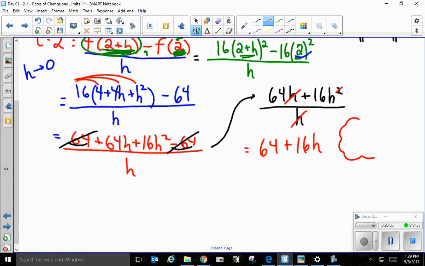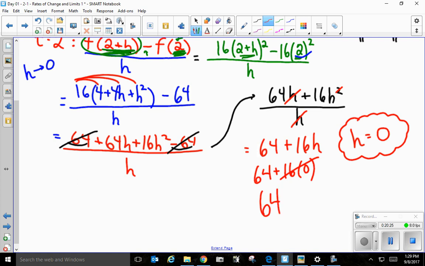Quick reminder, what's my h equal to? H is approaching 0. That's an instant because there's no change in time. Now I can plug a 0 in there, can't I? Get excited about it. 64 plus 16 times 0, bump, 64 feet per second.